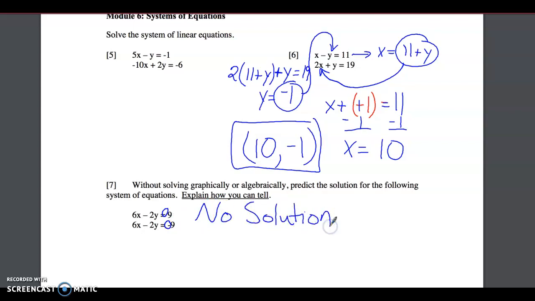Now, to verify that, if I rewrite this equation, I end up with y equals 3x minus 9/2. If I rewrite this equation, I end up with y equals 3x plus 9/2. So our only difference is this negative and positive right here. They have the same slope, different y-intercepts, so that means no solution.